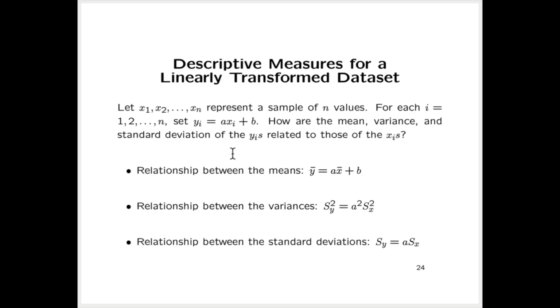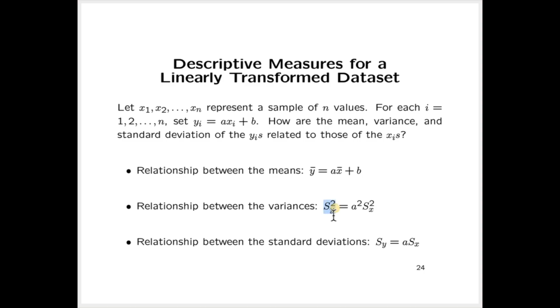And so, again, the question is, how do the mean, variance, and standard deviation of the y variable relate to those of the x variable? And it turns out that there's a very nice and intuitive relationship, very easy to prove. The relationship between the means of the y's and the x's: if x bar is the mean of the x's, then the mean of the y's is going to be a times x bar plus b. So the mean of the y's is the same linear transformation of the x's, but it's the linear transformation applied to the sample mean of the x's.